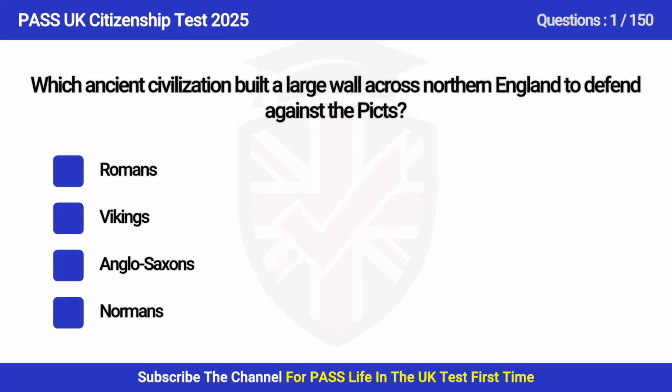Question 1. Which ancient civilization built a large wall across northern England to defend against the Picts? A. Romans, B. Vikings, C. Anglo-Saxons, D. Normans.